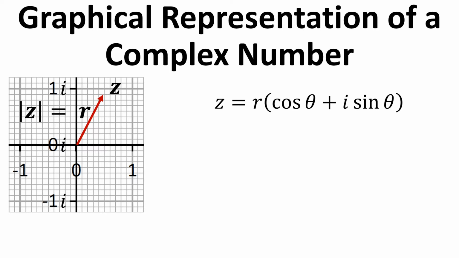Now, r is the magnitude of complex number z, and theta is the angle between the arrow representing z and the axis for the real number line.